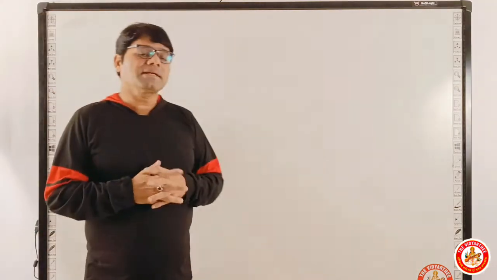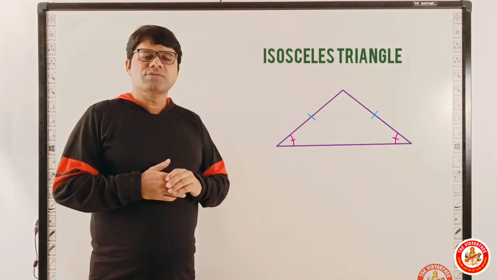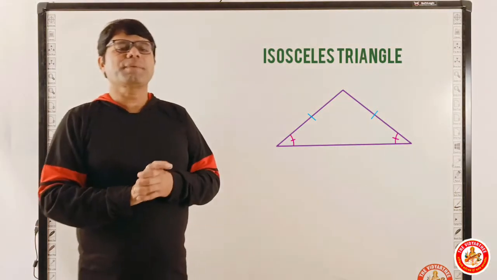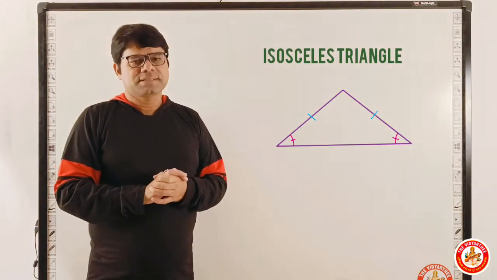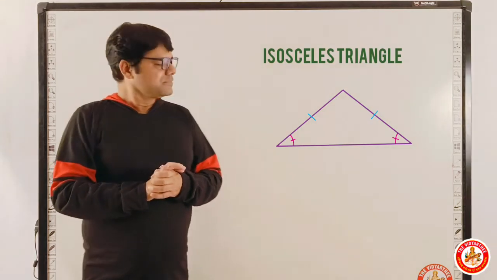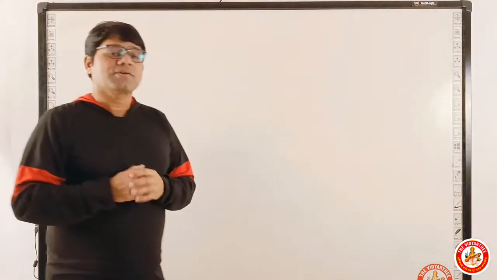Now coming to another type of triangle, that is isosceles triangle. So what is an isosceles triangle? You have two sides equal in length. The third side may not be equal to the other two sides. That means there are two base angles equal to each other. That was the isosceles triangle. Now coming to another type of triangle, that is called a right angle triangle.